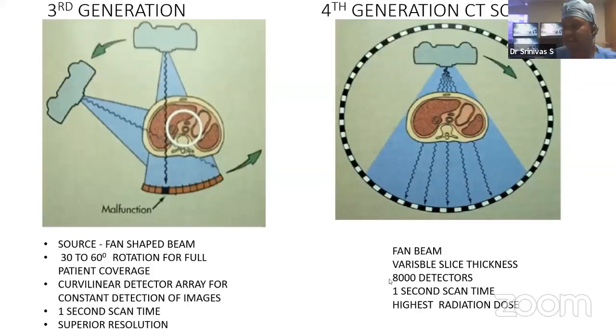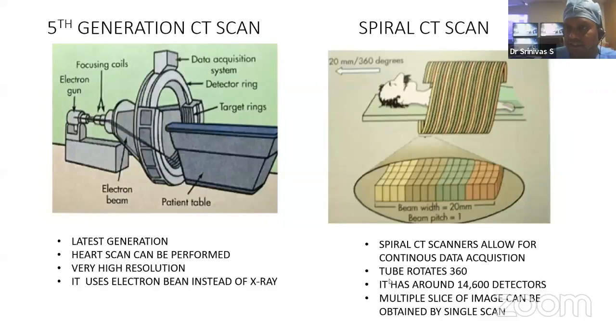Later, fourth generation CT scan was introduced with the same fan beam shaped source, but the detectors were 8,000 and the scan time was 1 second. It has the highest radiation dose and highest resolution. Later, fifth generation CT scan has come into medical use. Most of the hospitals now have fifth generation CT scan, which is the latest, and heart scans can also be performed. It has very high resolution, and it uses an electron beam instead of X-ray, which was used in first to fourth generation.